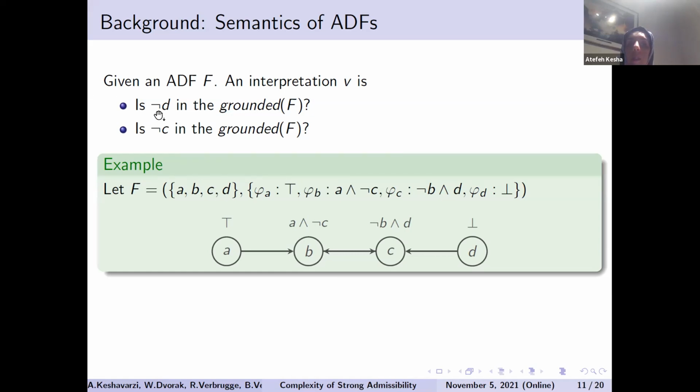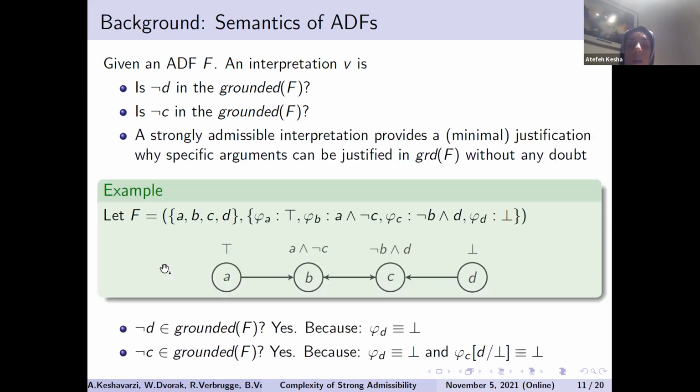For instance, if we want to know whether D is assigned to false in the grounded interpretation of this ADF, we actually do not need to construct the whole grounded interpretation. We can check the acceptance condition of D, and since it is unsatisfiable everywhere, then we can say that D has to be assigned to false in the grounded extension. And if we want to know whether C has to be assigned to false in the grounded extension, again, we check the acceptance condition of C, and by the knowledge that D is assigned to false, and by evaluating C partially under this truth value, we know that C is also assigned to false in the grounded interpretation.